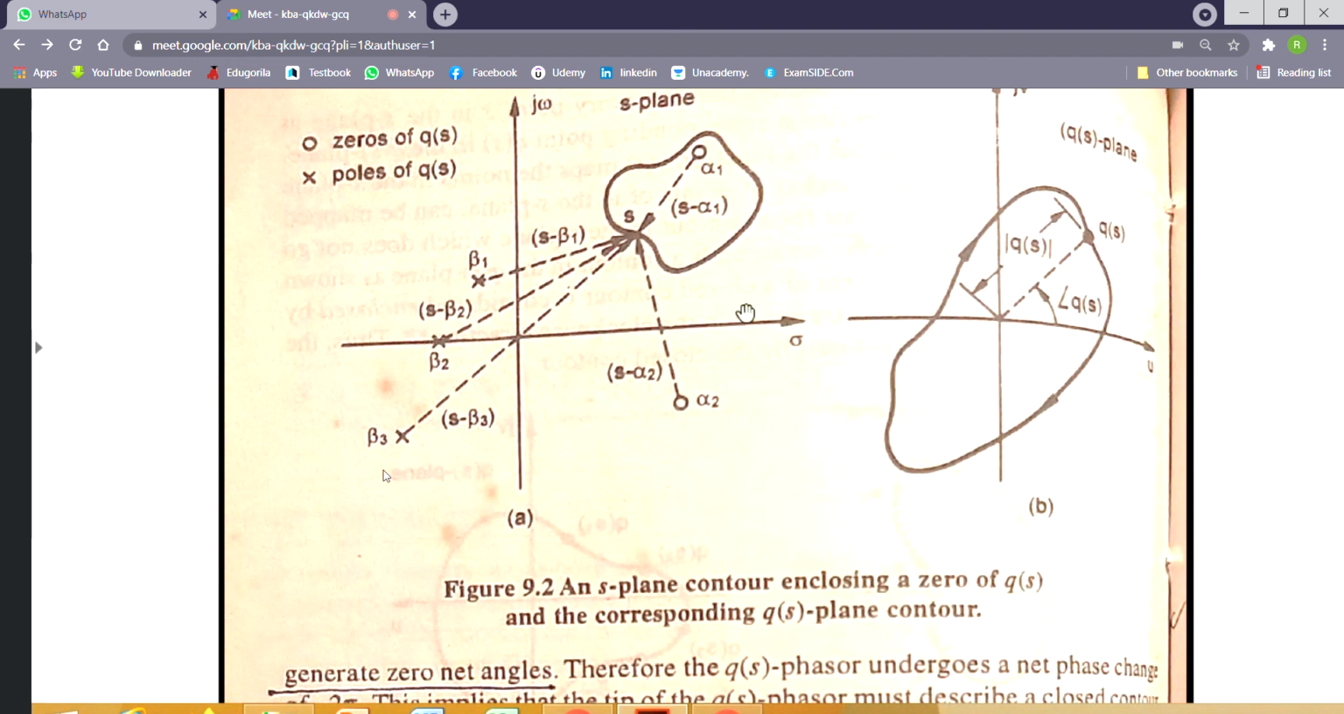Similarly, if two poles are enclosed, then the QS plane contour will encircle the origin of the QS plane twice in the counterclockwise direction.